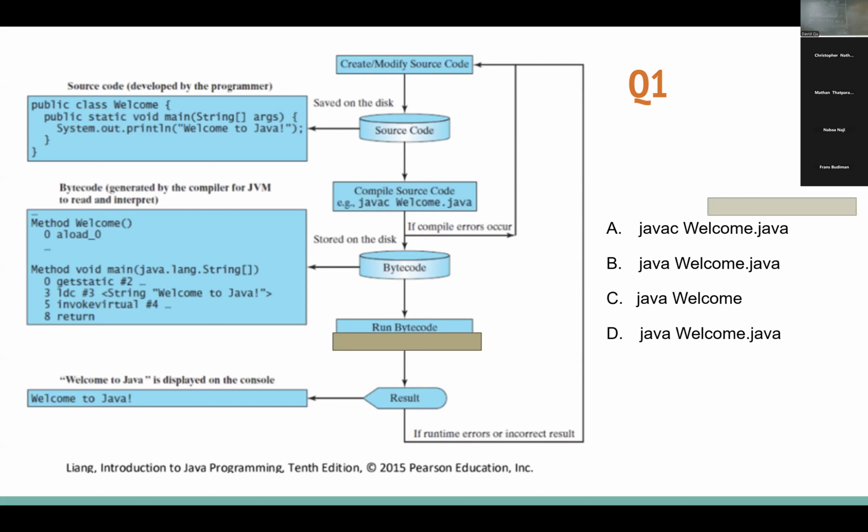So the first one is javac Welcome.java. This is how you compile it to bytecode. And when you want to run the bytecode and get the result, you just call java Welcome.